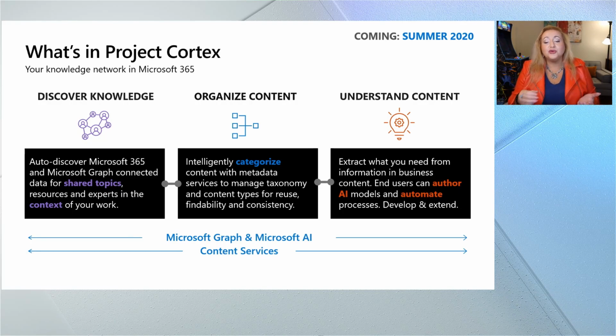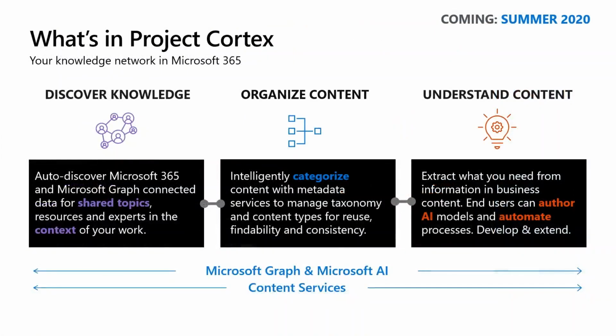We also have some new great capabilities around how we organize content. So thinking about the managed metadata services, content types, and structured information architecture as a really great complement to AI inside of your organization. And then finally, we have a big area around content understanding, how we can help to understand the information that you have coming inside of your organization.